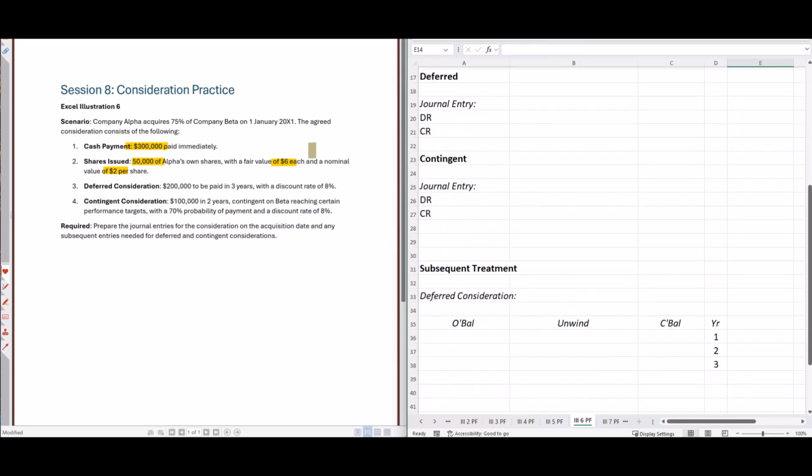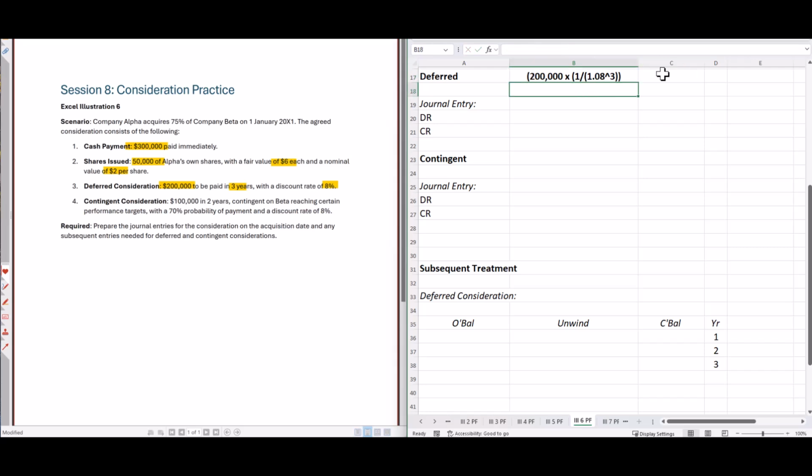Okay, now we've got the deferred consideration. 200,000, 3 years time, 8% discount rate. Okay, so the calculation for this one is the amount, which was 200,000 multiplied by 1 over 1.08, so that's 1 plus the discount rate, to the power of, how many years was it? 3 years.